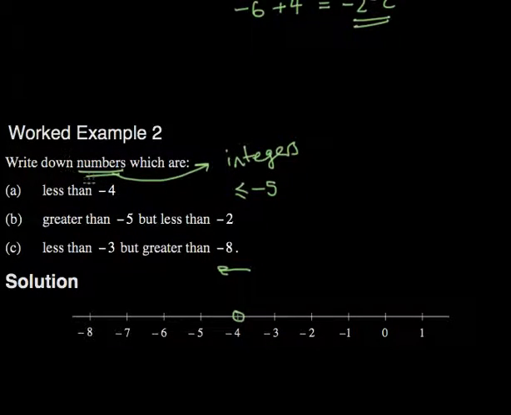If it just said numbers, let's say that I'd write x here. If it said numbers without the word integers, I could write x is less than -4, which would include then -4.2.